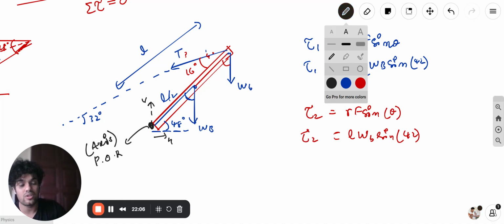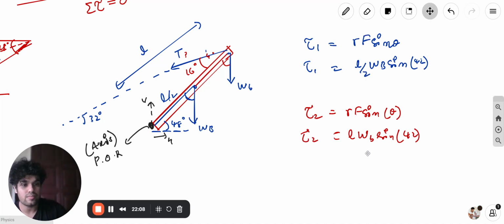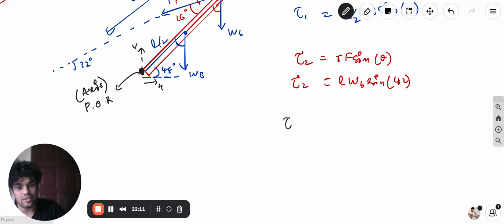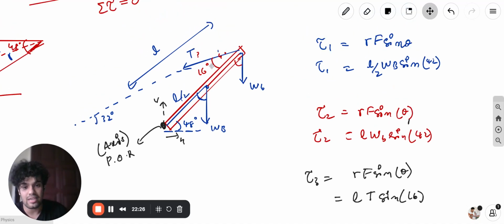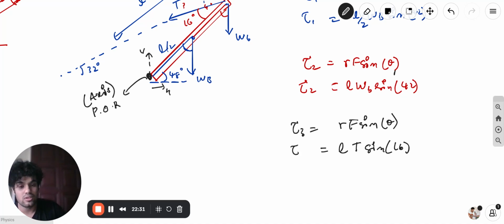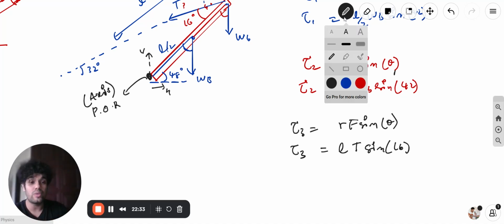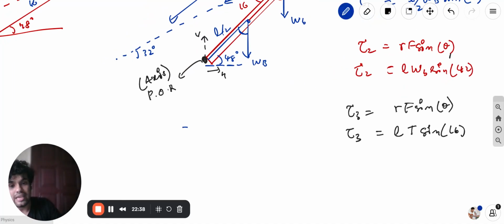Now the third torque goes by the tension. So that we have torque 3 is equal to, again, R sine theta. We don't have to keep on writing this, but that's okay. R is equal to the entirety of the length, L. What is the force? Force is the tension T, sine of 16 degrees, right? Because that's the angle that it makes with the L. So that's our third torque. Okay, now we know that the net torque is equal to 0.